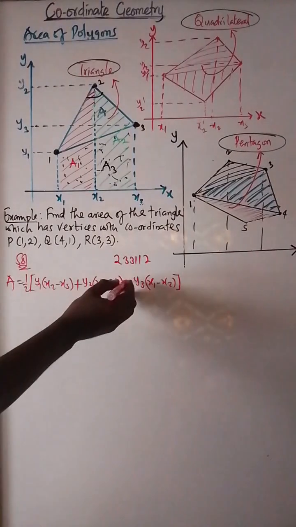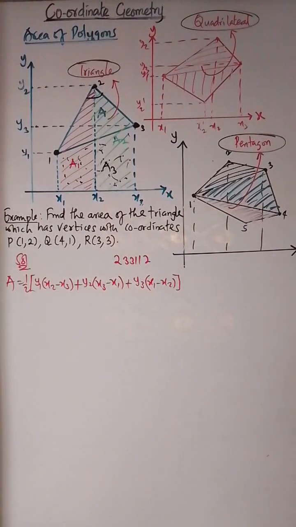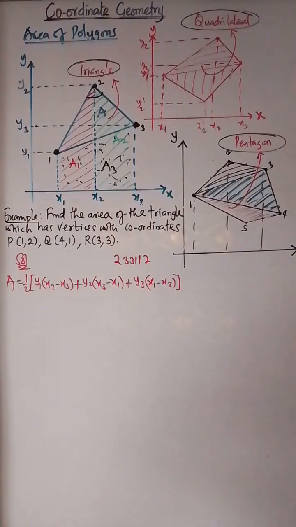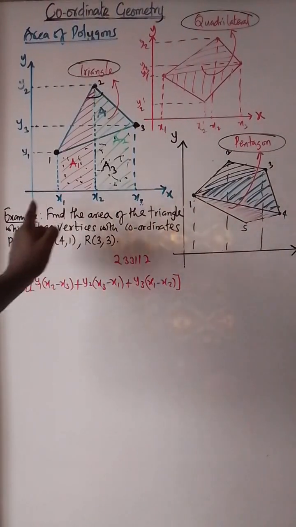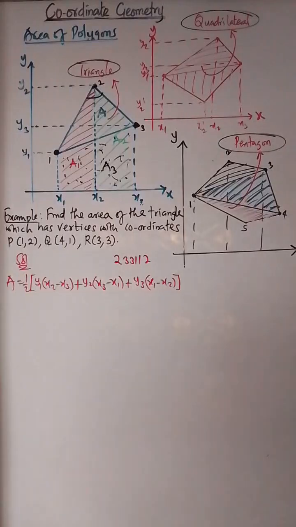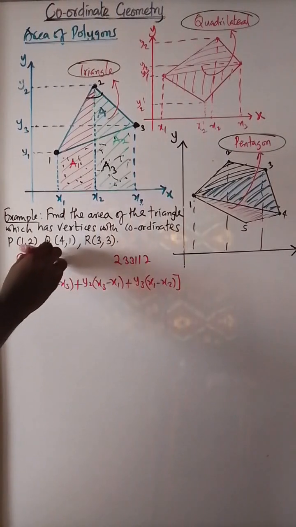Sorry, it is plus y3. Now, in order not to make any error, if you observe x1, x2, x3, they are in increasing order. So we check, this is the least value of x. So we have points 1, 2.